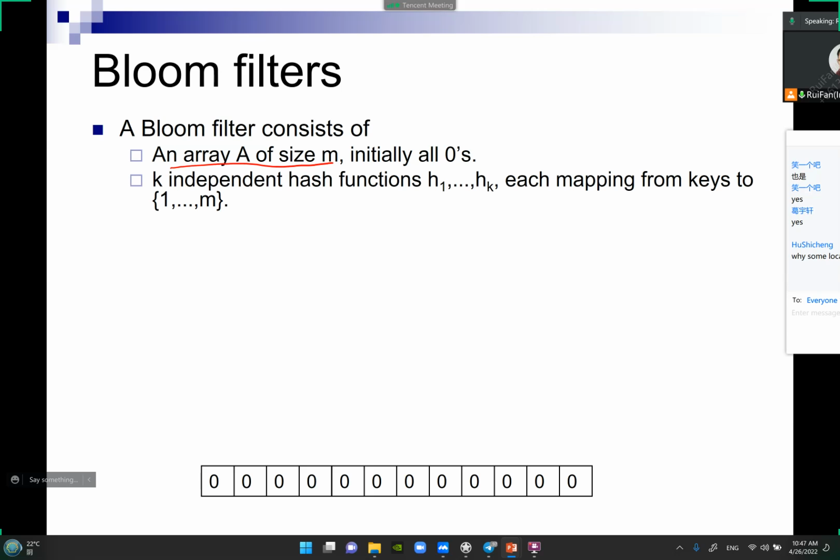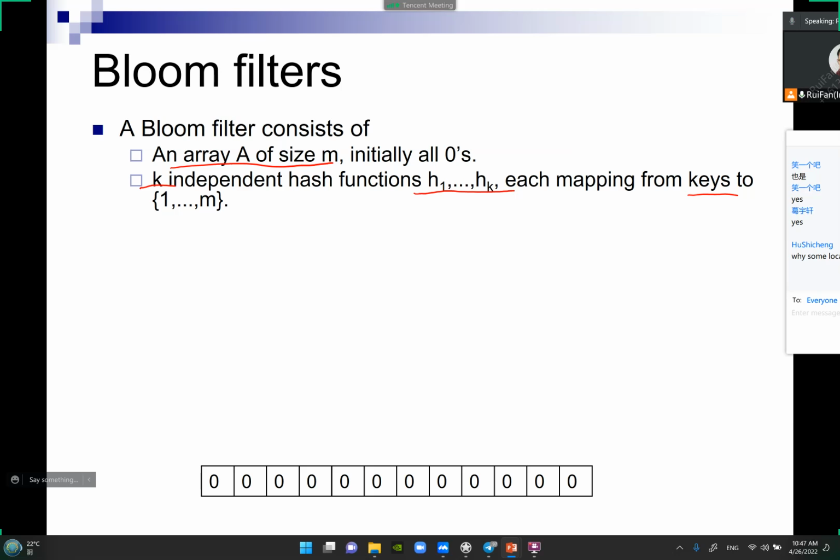The next step is that we need to choose k independent hash functions. We're trying to insert a bunch of keys into the Bloom filter, so the hash functions are going to map the keys to one of these array locations. Each one produces a value from 1 to m for each possible key. You choose k of these hash functions, and you get to choose how large to make k. We'll talk later about how large to make k.